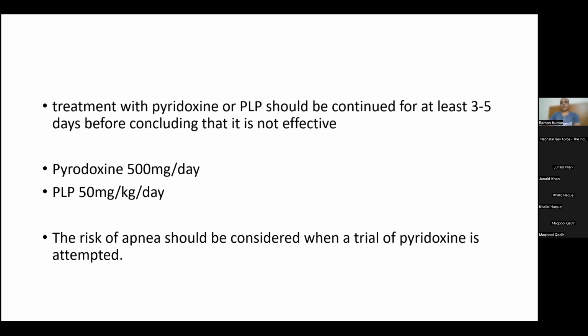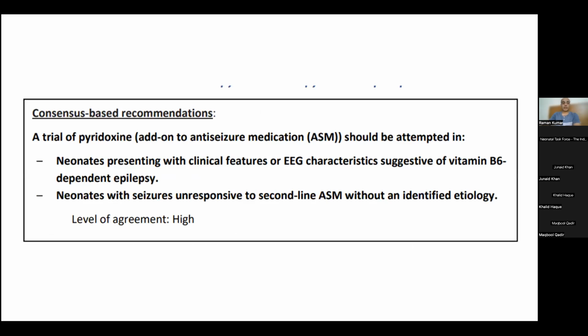The EEG finding is usually burst suppression, and the clinical jerks are usually myoclonic, and sometimes spasms as well. So if you have electrical and clinical features fitting into this syndrome, then you have to give it for at least 3 to 5 days before concluding whether it's effective or not. So 3 days you have to continue, and apnea should always be considered whenever you are giving pyridoxine. A trial of pyridoxine should be attempted in neonates presenting with clinical features, as I said, myoclonus or epileptic spasms, or EEG characteristics suggestive of vitamin B6 deficiency, and in a neonate with seizures unresponsive to second-line treatment without an identified etiology.